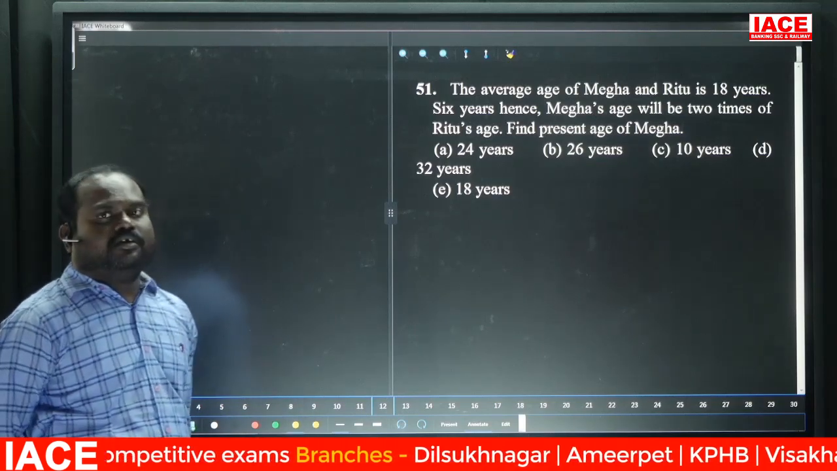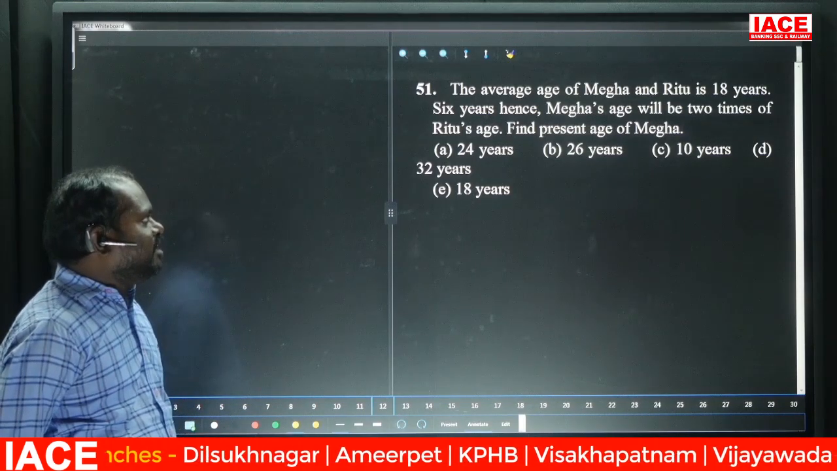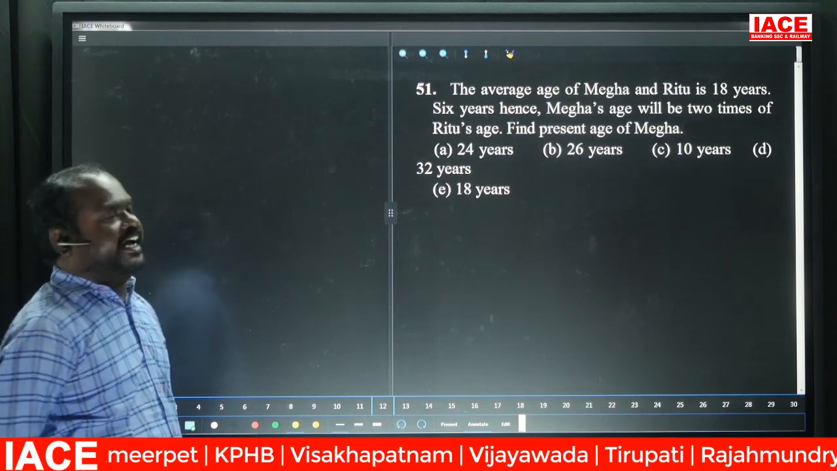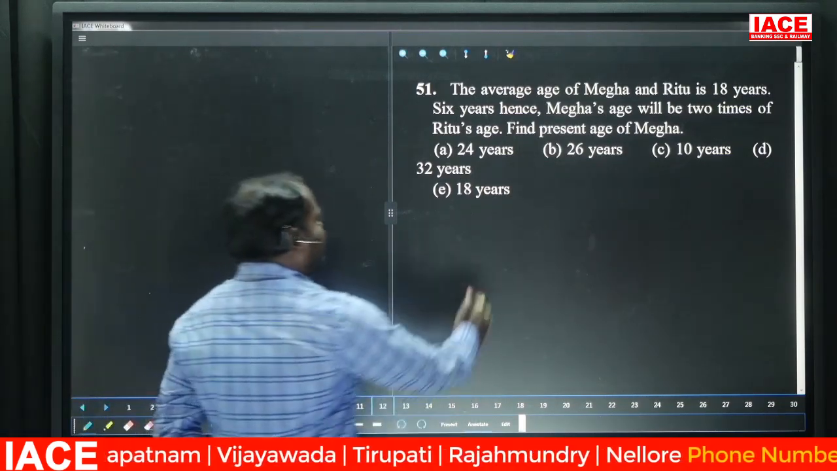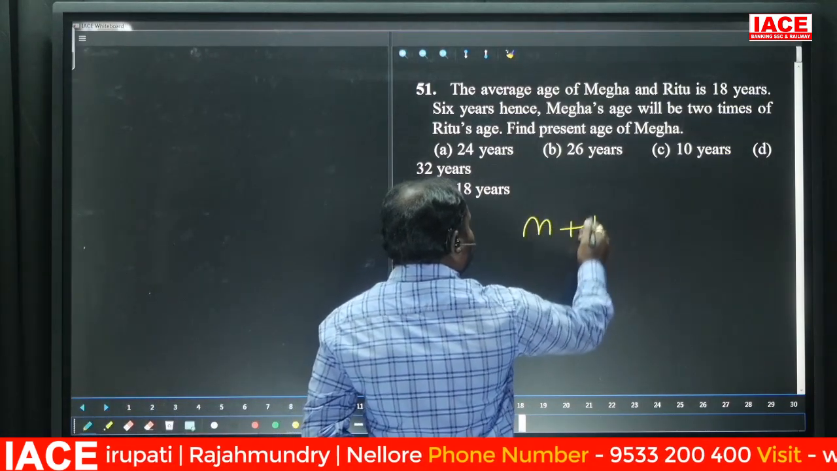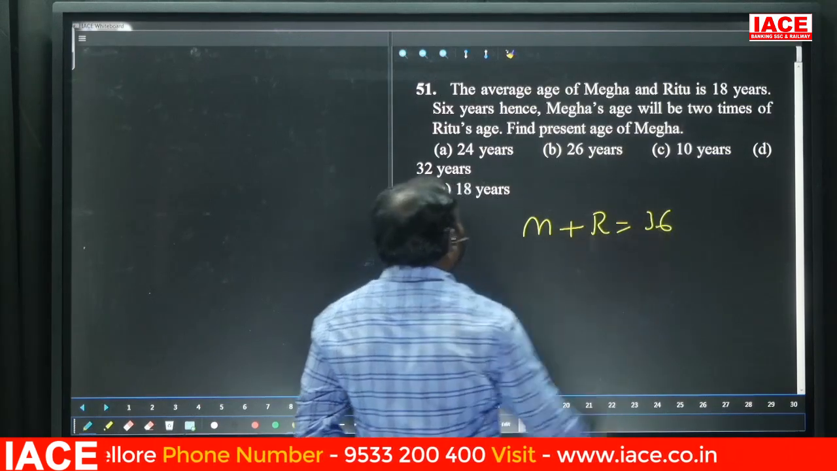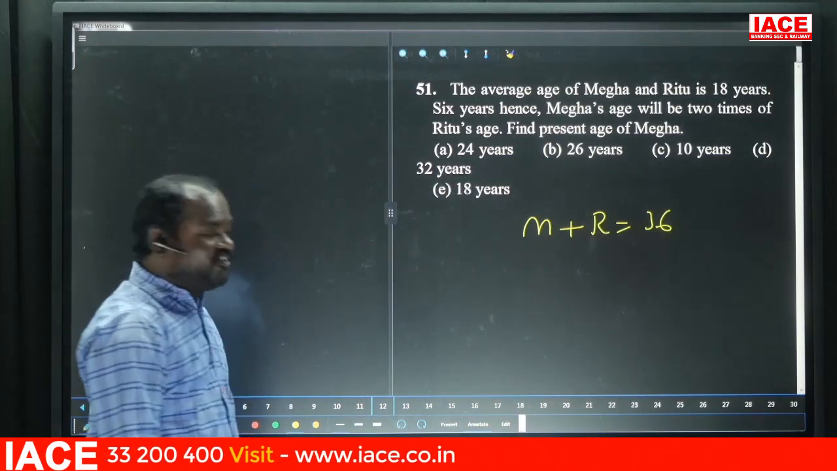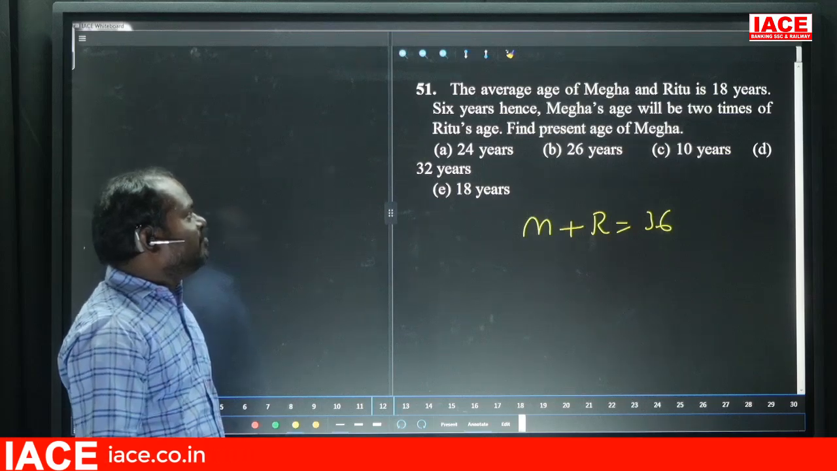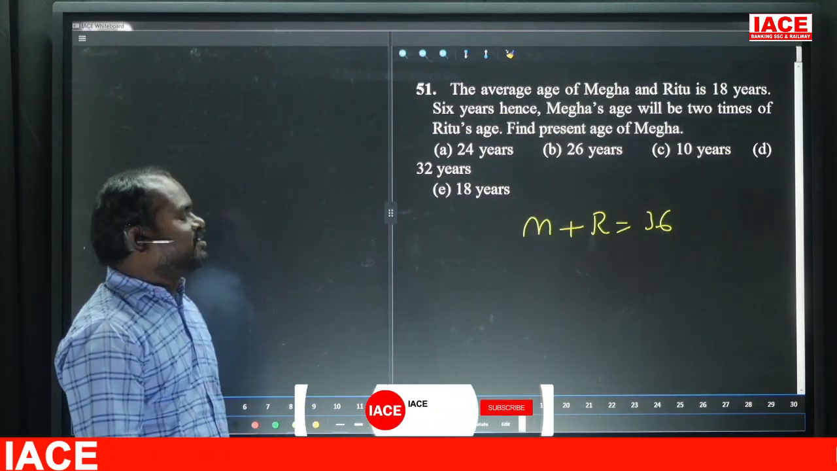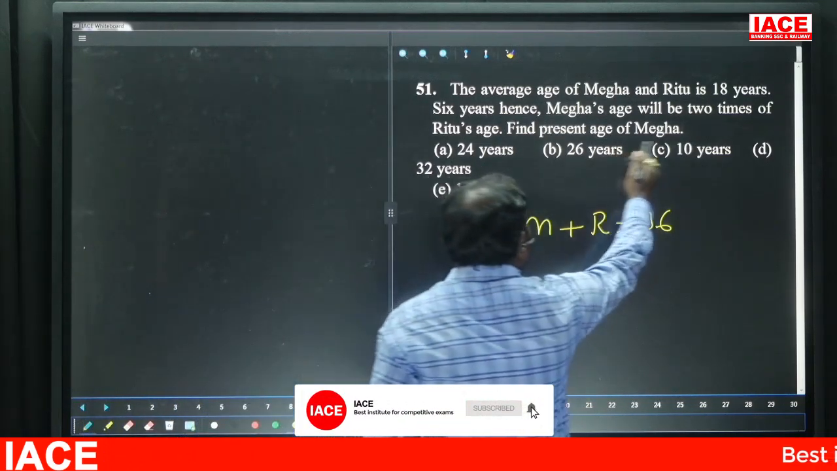51. The average age of Megha and Ritu is 18. Average 18 means their sum will be 36. Megha and Ritu's sum will be 36 years. 6 years hence, after 6 years, Megha will be 2 times of Ritu. Find the present age of Megha.